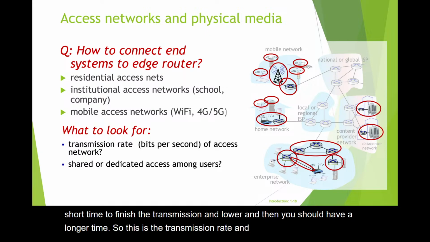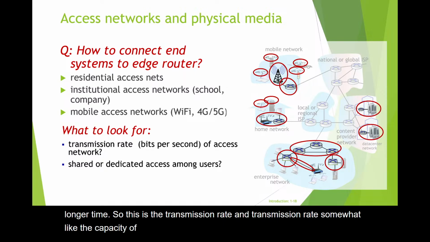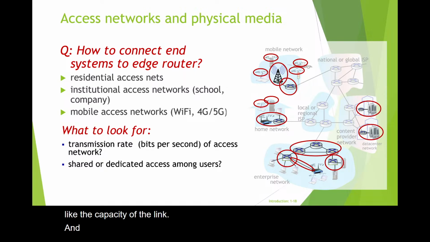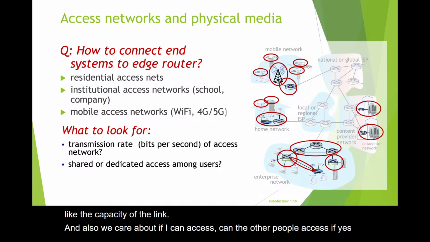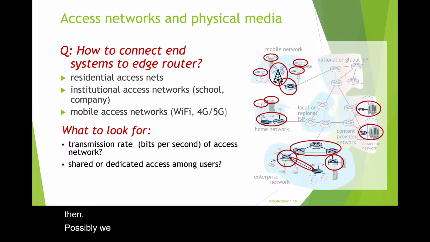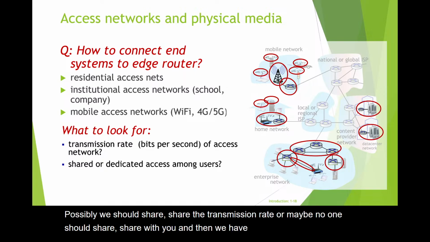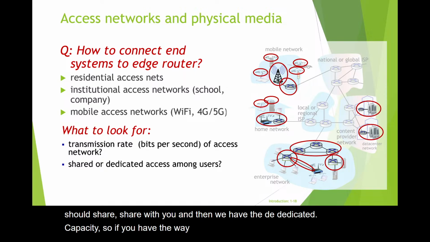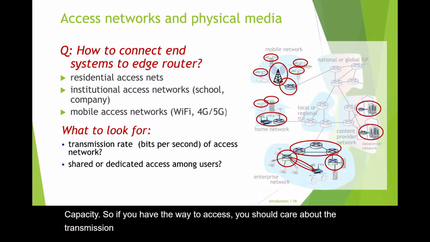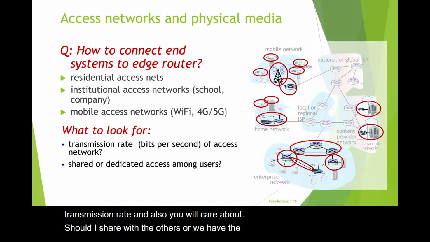And transmission rate is somewhat like the capacity of the link. Also, we care about, if I can access, can the other people access? If yes, then possibly we should share the transmission rate. Or maybe no one should share with you, and then we have the dedicated capacity. So if you have a way to access, you should care about the transmission rate, and also whether you should share with others or have a dedicated one. Shared and dedicated.